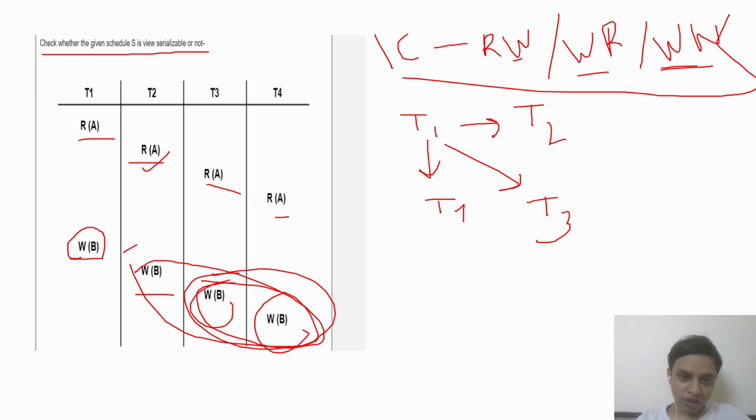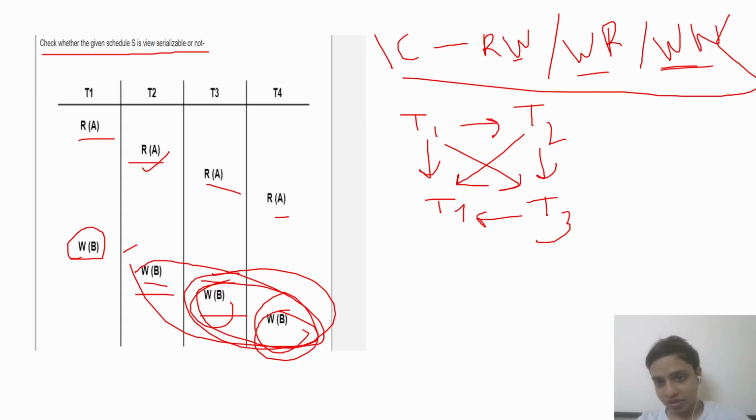Now with T2, there is a conflict. After T2, we have T3 and T4, which write on B, and before that T2 writes on B. So this is a WW conflict again, two WW conflicts for T2. So T2 has a conflict with T3. Also, it has a conflict with T4. Now coming to T3, it has only one conflict, which is with T4. Okay.